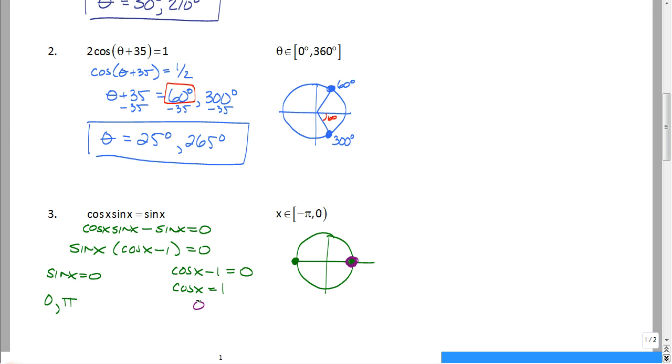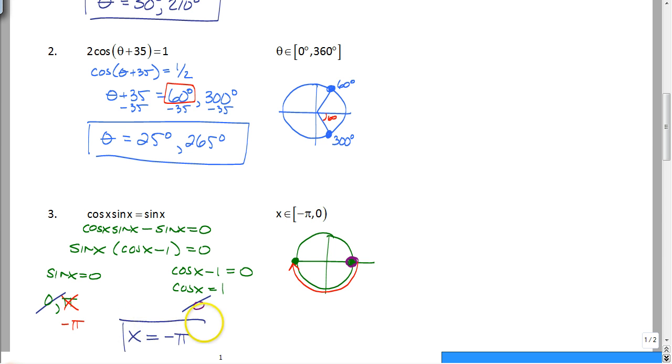So let's think about this in terms of graphing. We can get to 0 by just staying at 0. We can also get to pi by going backwards. So this can actually turn into a negative pi because it will get us to the exact same spot. It's called a coterminal angle. All right, so the only answers that we are allowed to have are between negative pi and 0, not including the 0. So that goes away, and the only answer is negative pi.